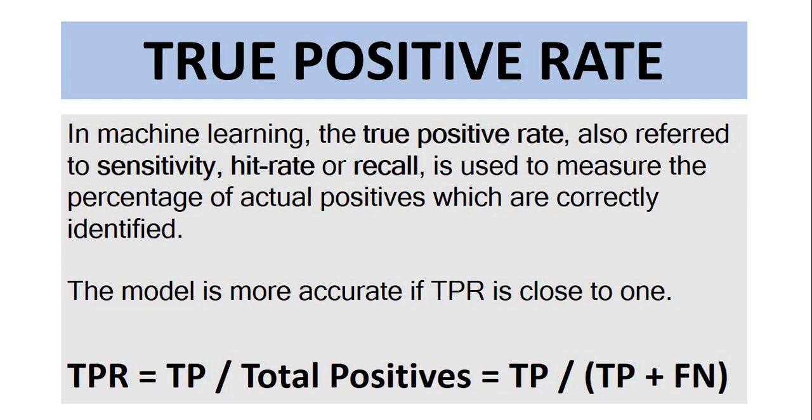In machine learning, the true positive rate is also referred to as the sensitivity, the hit rate, or the recall. It is used to measure the percentage of actual positives which are correctly identified. Our model will be best if the true positive rate is close to 1, and the formula for true positive rate is true positive divided by total positive.